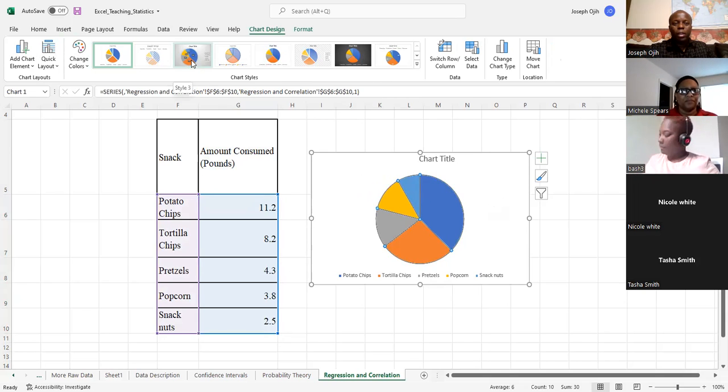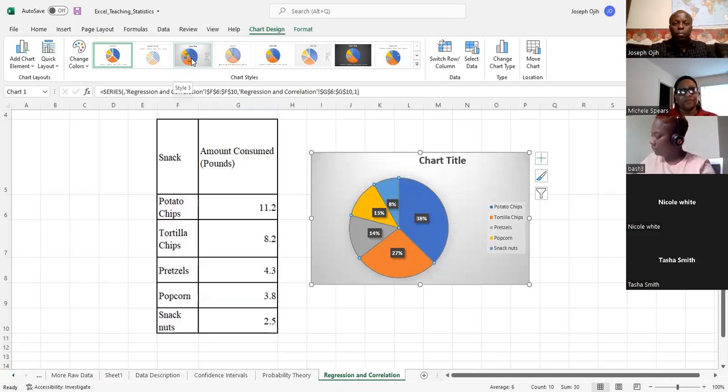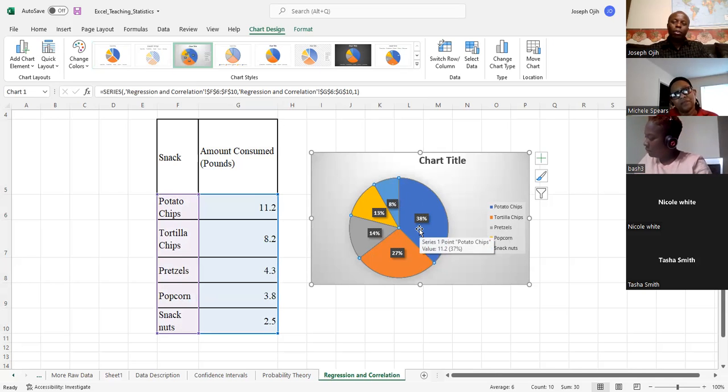You choose one that has numbers on it, like this one. So it will automatically calculate the percent. It will measure it, calculate the percent and the degrees. Everything is there. And then from here, you can now write your interpretation.